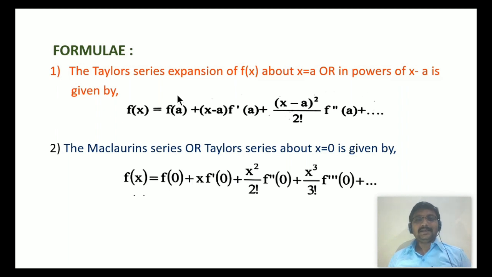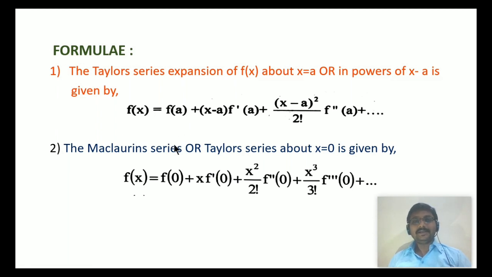So f of x is f of a plus x minus a into f dash of a plus x minus a whole square by 2 factorial f double dash of a plus and so on, which is obtained from Taylor's theorem while removing the remainder term from the Taylor's theorem. So it is the formula. In this formula, if we take a as 0, then we will get Maclaurin's series.